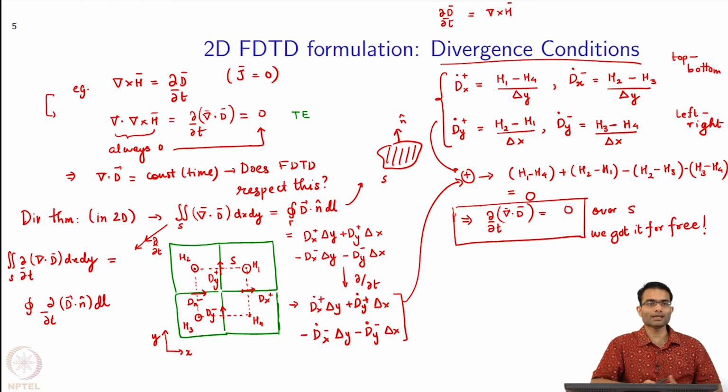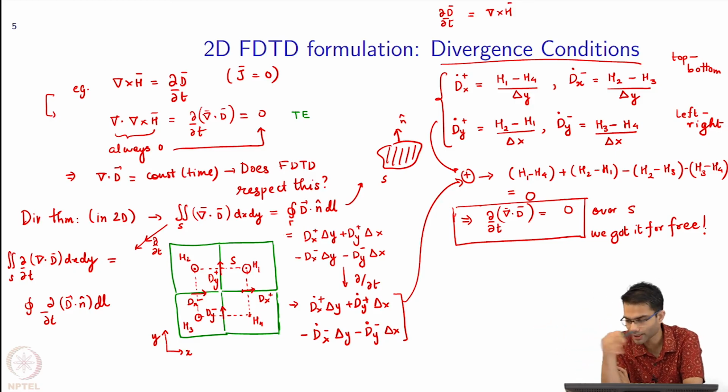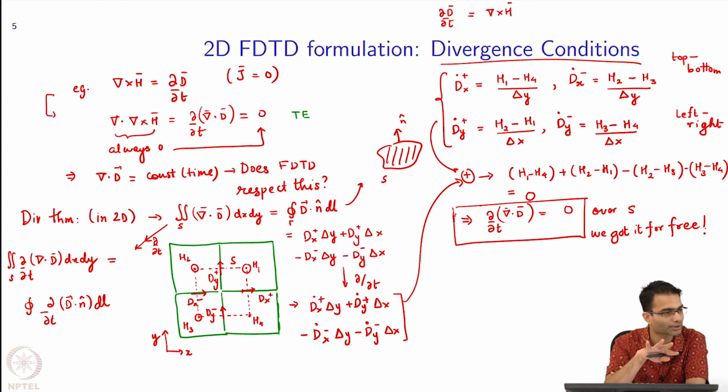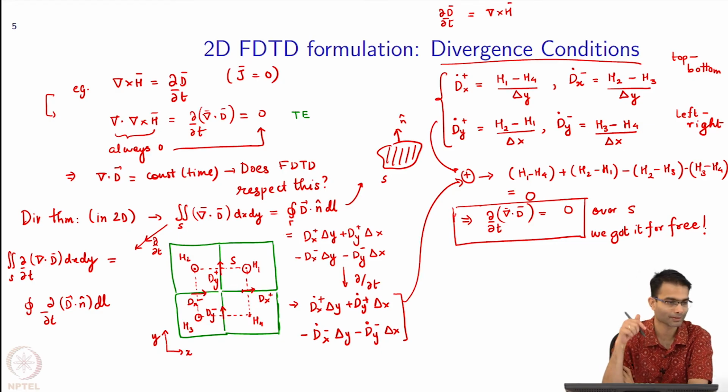What was the key reason we got this for free? The design of this E cell. By staggering everything by half a grid, and taking finite differences as two-sided, centered differences, that's how all this H1 got cancelled from another H1 from somewhere else, and so on. All the H's got cancelled over there. So, this divergence condition being satisfied, that the divergence remains constant with time, we are just getting this for free, right. So, this is one of the elegant aspects of the FDTD E cell. Okay.